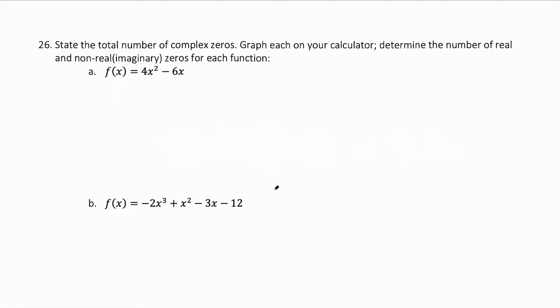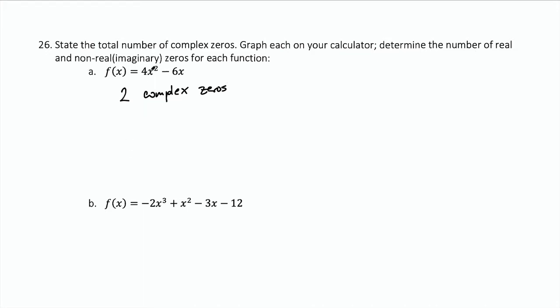The total number of zeros for a polynomial is always its degree. So here, the degree of this polynomial is 2, so there are 2 complex zeros, which means 2 total zeros. To determine the number of real and non-real zeros, we're going to graph it.